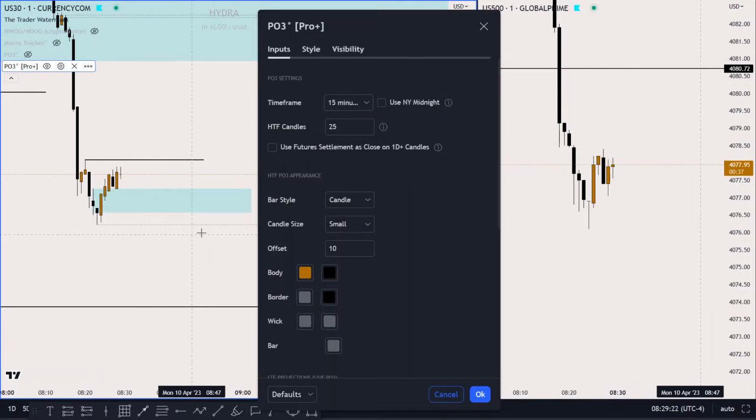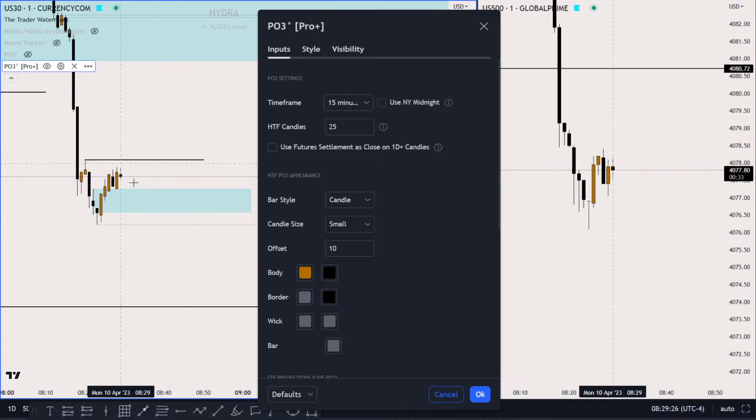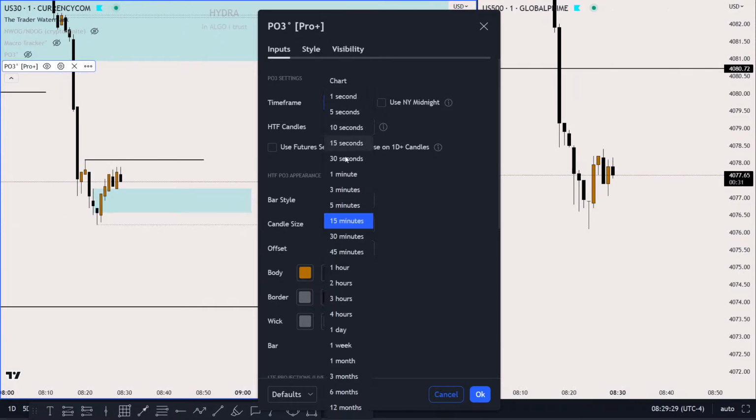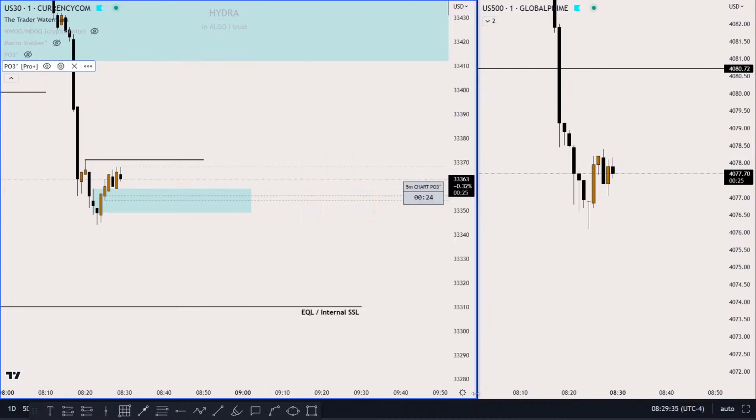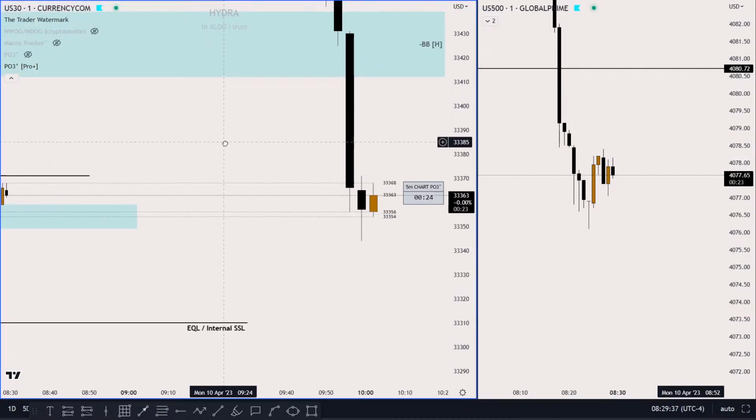does, basically, it shows you higher time frame candles next to the 1 minute candle. So suppose I want to see the 5 minute chart, right? That's a pro indicator. If you want to get this indicator, you will have to pay. So that's a very cool indicator.